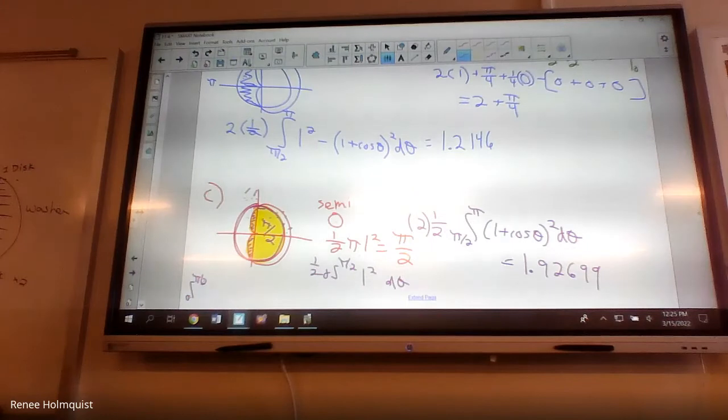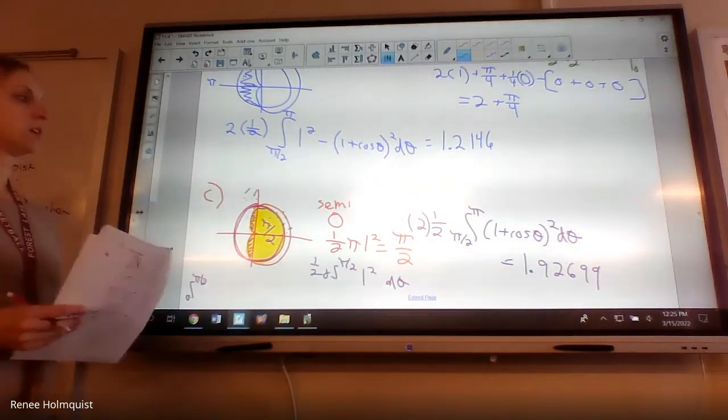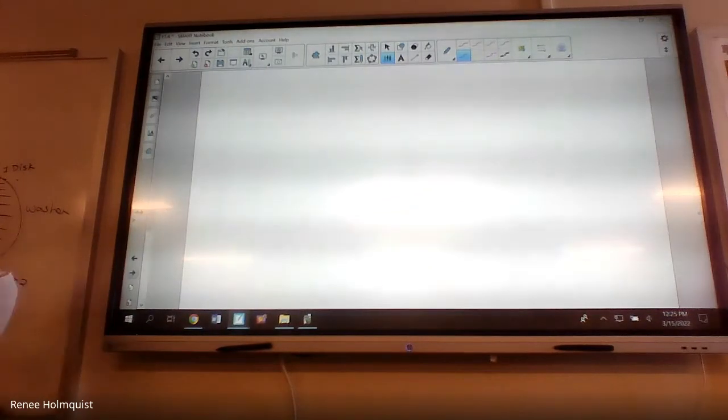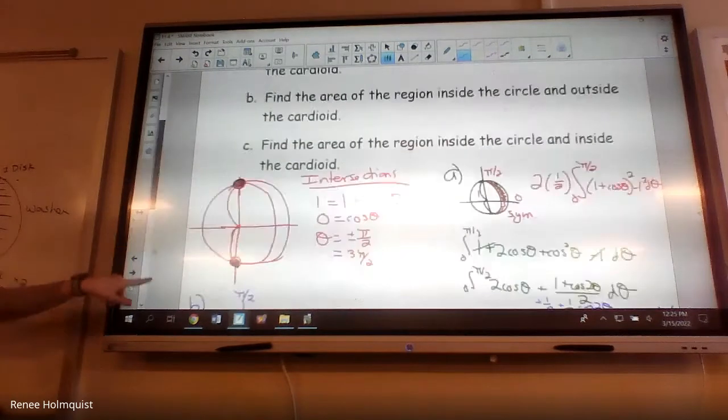Oh, so then do you get 2.35 or whatever? Yes. Okay. So, pictures, and like I said, look for symmetry and some stuff, right?